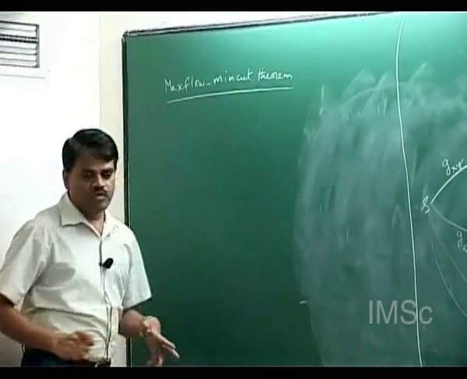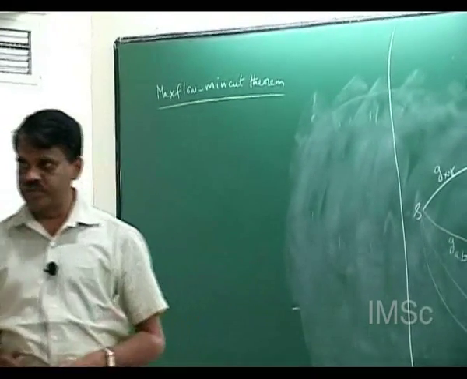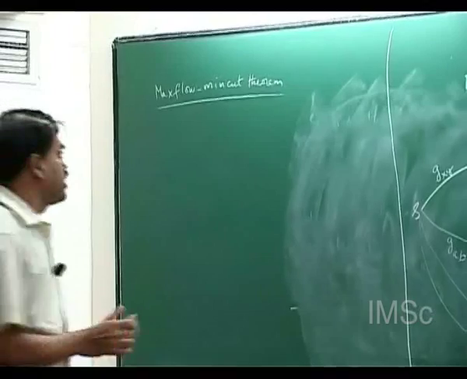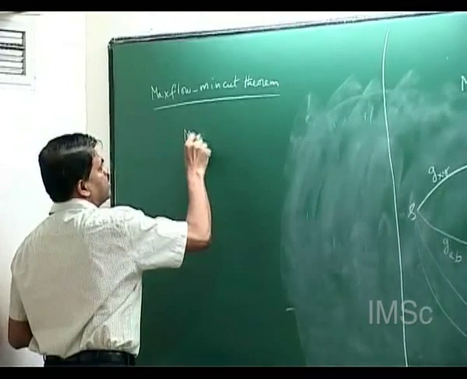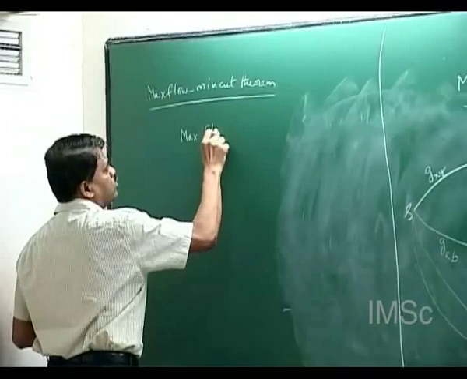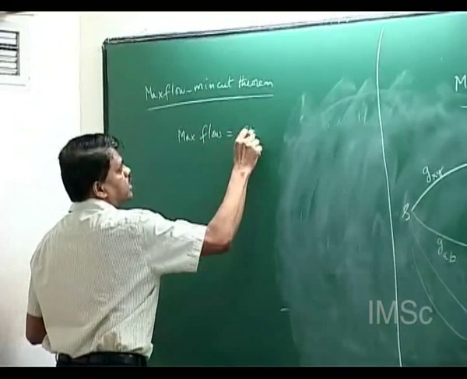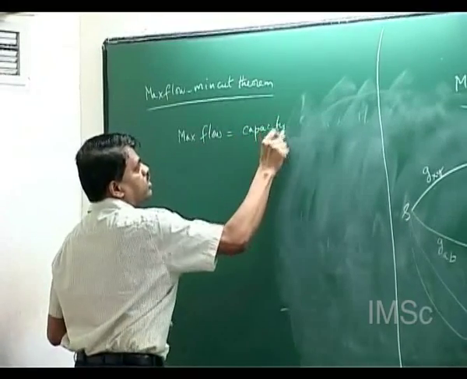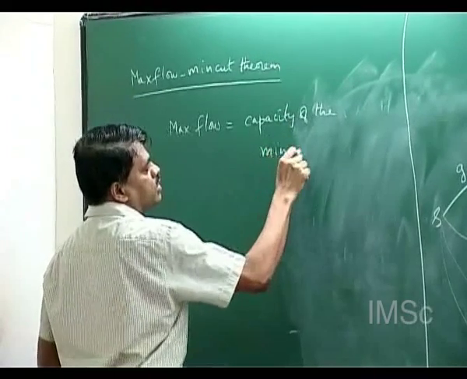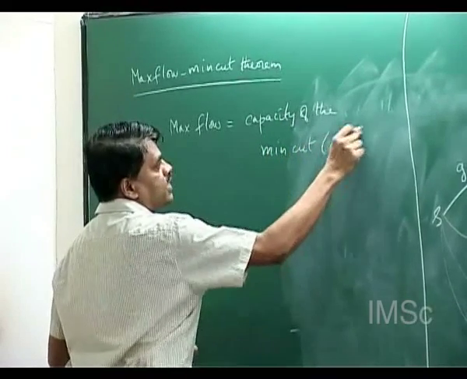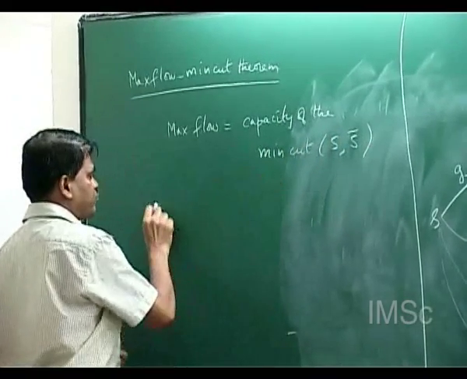This is due to Ford Fulkerson and also has been independently proved by several others, which tells you that in a flow network, the maximum flow is equal to the capacity of the minimum cut. Okay, what is a cut?